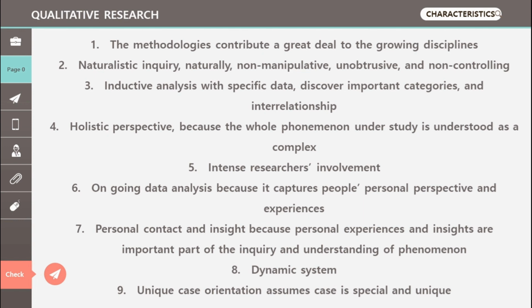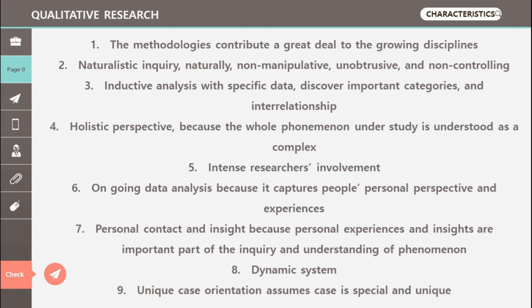Qualitative research is an inductive analysis with specific data, discovering important categories and interrelationships. Qualitative research is also a holistic perspective because the whole phenomena under study is understood as a complex. Qualitative research is also an intense researcher's involvement, and it is ongoing data analysis because it captures people's personal perspective and experiences. Qualitative research is a personal contact and insight because personal experiences and insights are an important part of the inquiry and understanding of phenomenon.